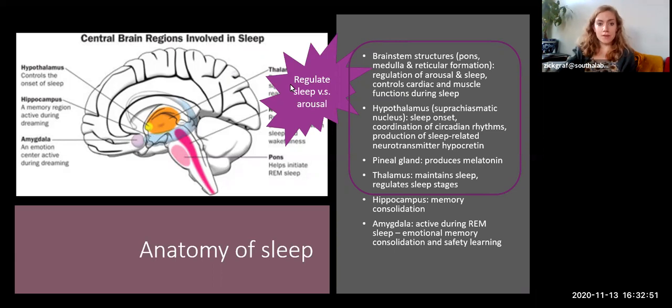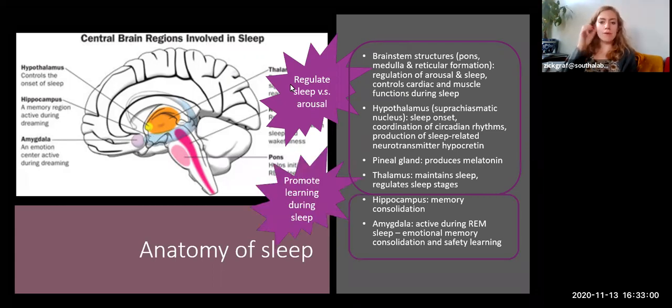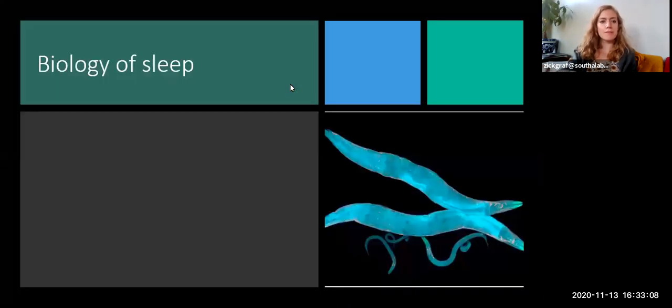The amygdala is really only activated during REM sleep when we have emotionally charged, personally relevant thoughts and experiences in our sleep. So activation during sleep of the hippocampus and the amygdala is part of the learning processes that take place during sleep, the memory consolidation processes.